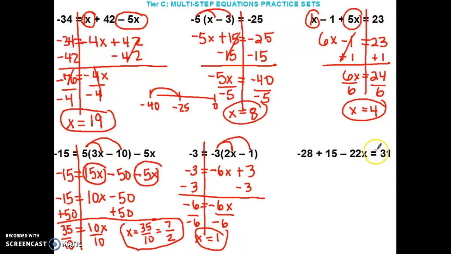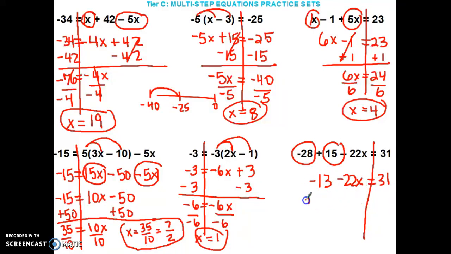Okay? And then the last problem. Negative 28 plus 15. Okay? This is a negative. There are more negatives than positives, so we're going to get a negative number. All right, so this is going to give me negative 13 minus 22x is equal to 31. What do we do now? We add 13. We get a negative 22x is equal to 44. Divide by negative 22. We get x is equal to a negative 2.